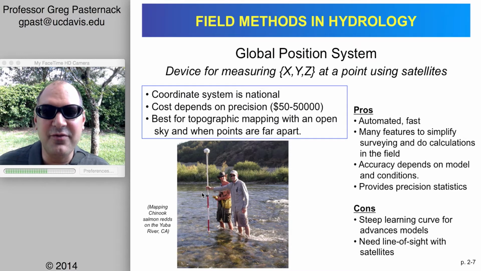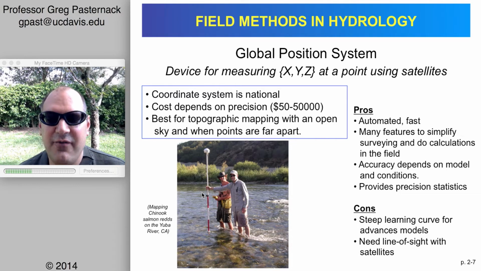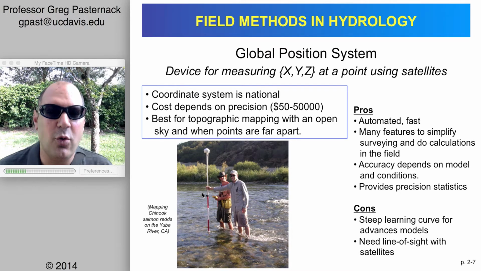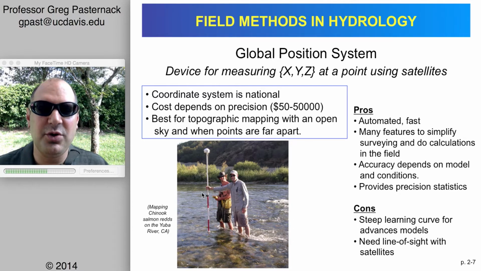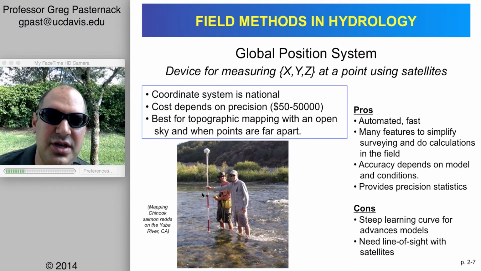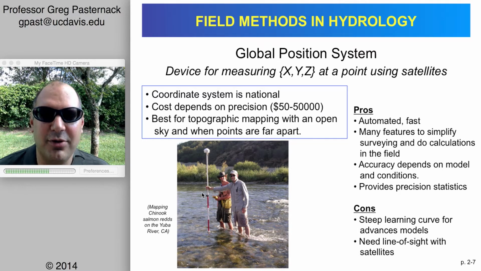So then from there, you have to convert that data from a geographical coordinate system, which means the ellipsoid, to whatever local or national coordinate system you want that's typically on a plane, such as the state plane system or UTM or Cal Albers or something like that.